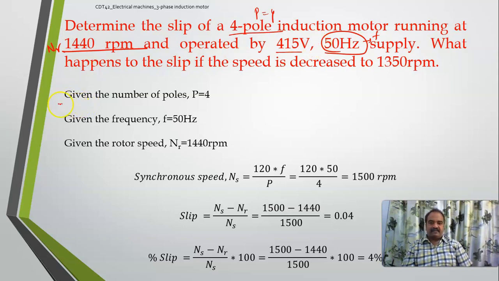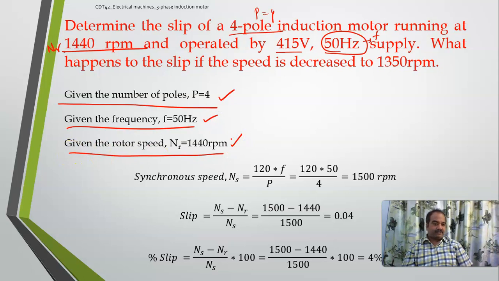So what has been given for us? Number of poles is 4, frequency is 50 hertz, and the rotor speed is given as 1440. So first of all, let us calculate the synchronous speed. The formula is 120 f by p, where f is 50 and p is 4. So if you calculate, you will get 1500 rpm. Now this is the synchronous speed. What is the rotor speed?